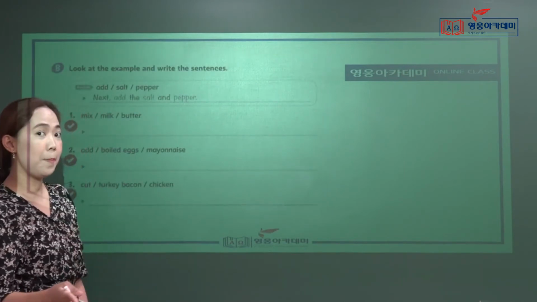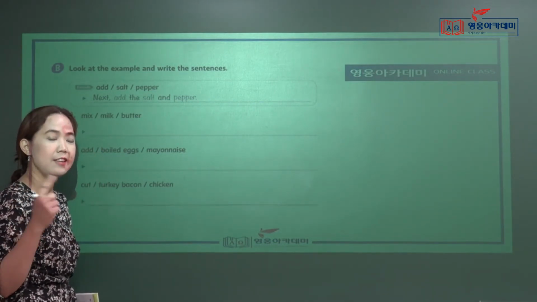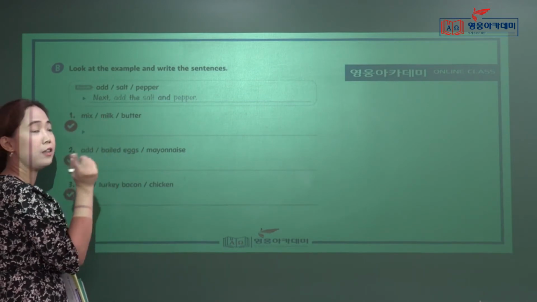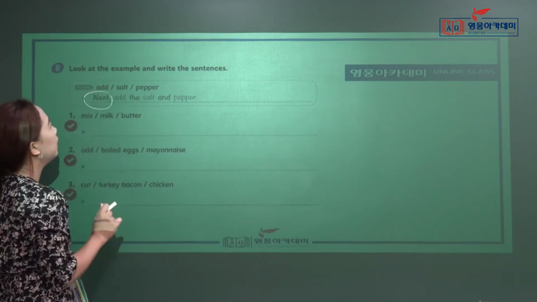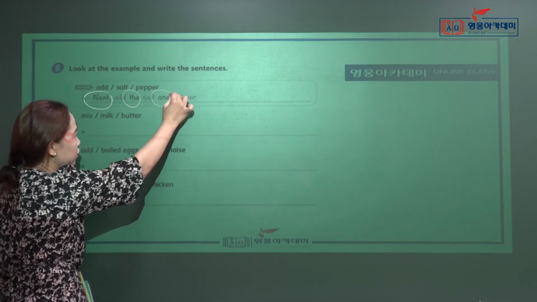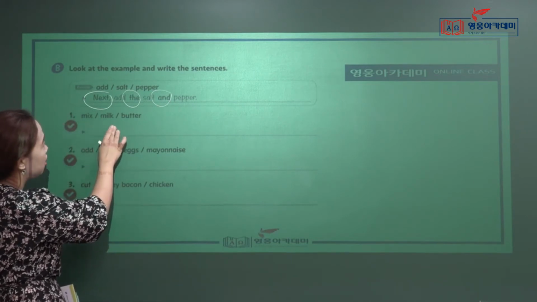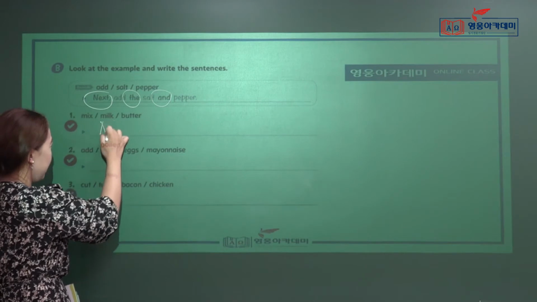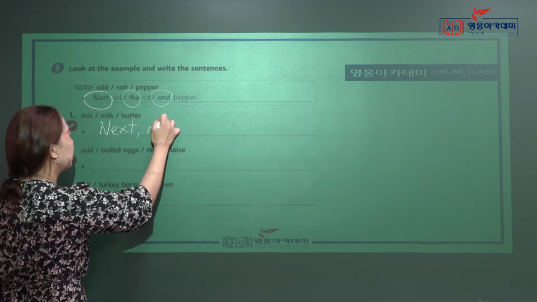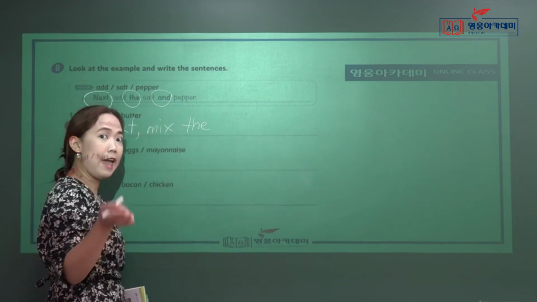Okay, now this is letter B. What is the instruction? Look at the example and write the sentences. Now, what is the example like? You have to add the word next, and then the article the, and then the conjunction and, because you are combining 2 nouns, right? So in here, mix milk and butter. So how do you do this? Next, comma, mix. What do you mix? The milk and butter.